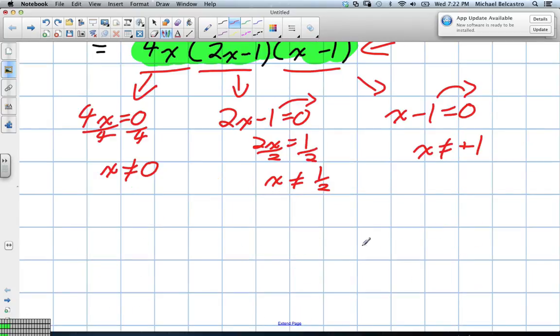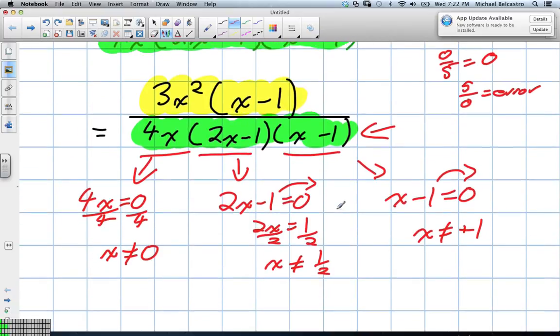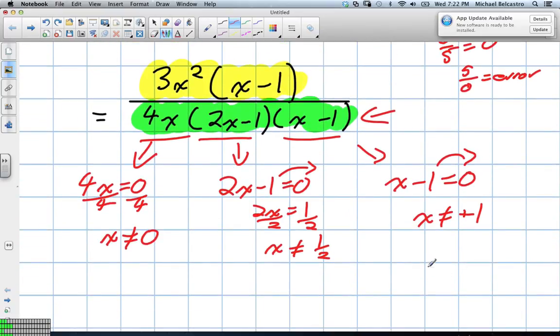So that's important. We're going to put those as a side note. Those three terms are what's called restrictions because we can't divide by 0. So what we would say is x cannot equal 0, a half, and 1. Okay? But we're not done.